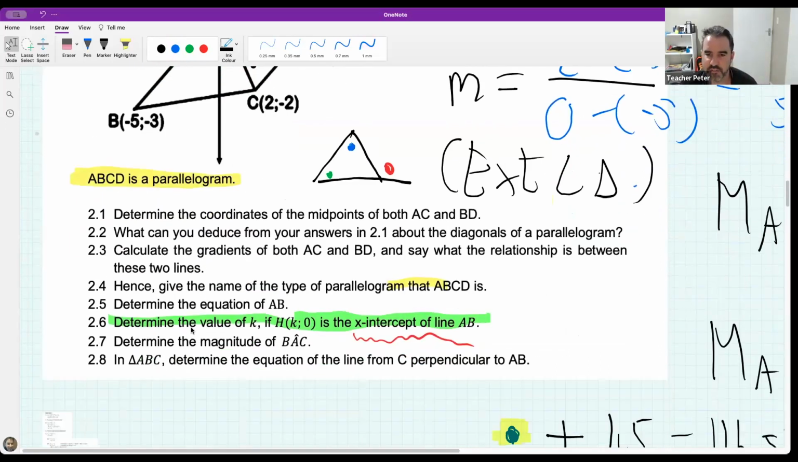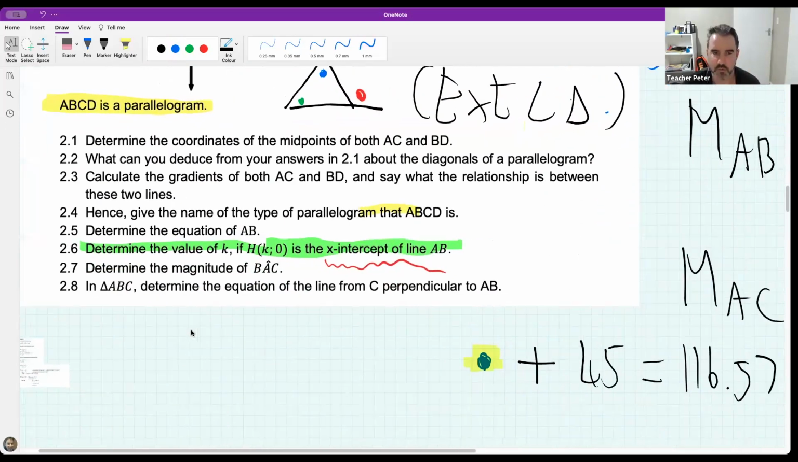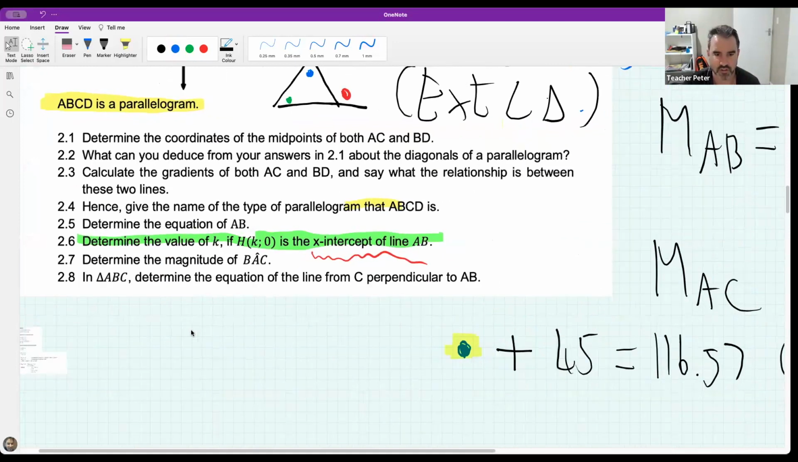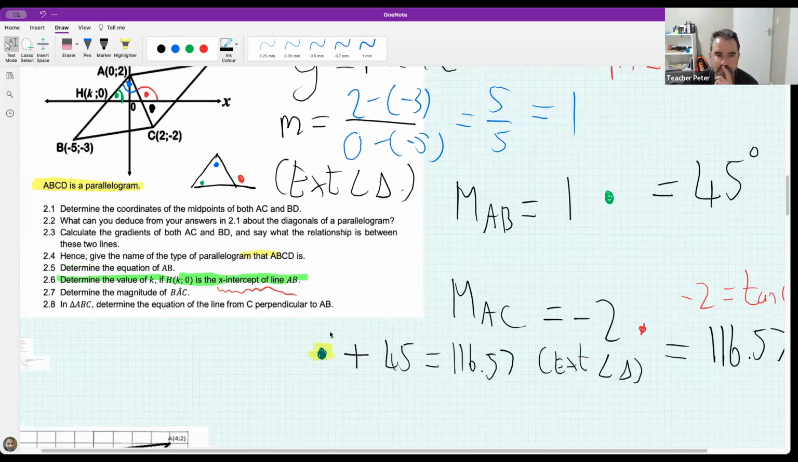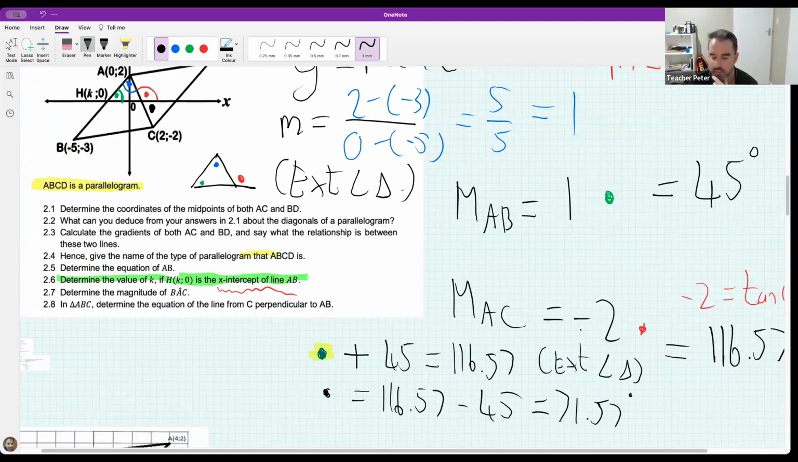So what is the final answer going to be for this mysterious blue angle in this rather tough question? I think it's just going to be 116.57 minus 45, which is 71.57 degrees. Okay, now we're almost done with this question.